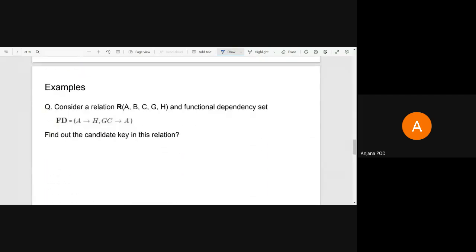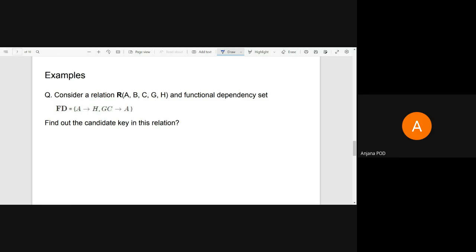So let us try to understand how we can get the candidate key in a relation with the help of an example. Here we have a relation R with the attributes A, B, C, G, H and the functional dependency set: A determines H and GC determines A. We need to find the candidate key in this relation. I'll give you a little trick. At first, find all the attributes that are not present in the right hand side of the functional dependency set.